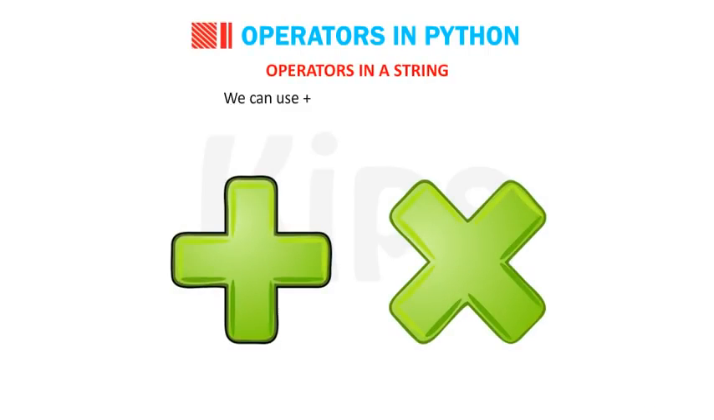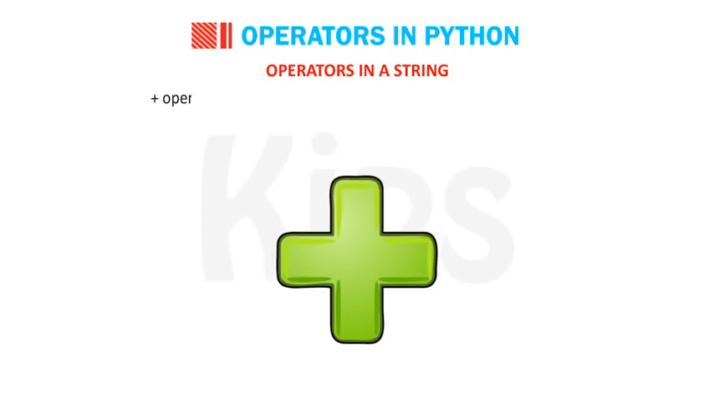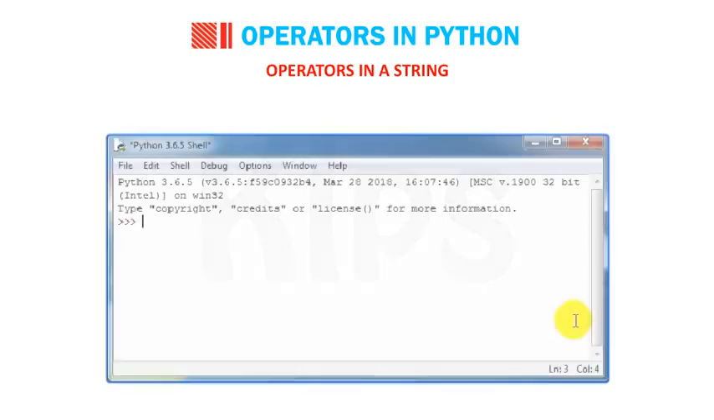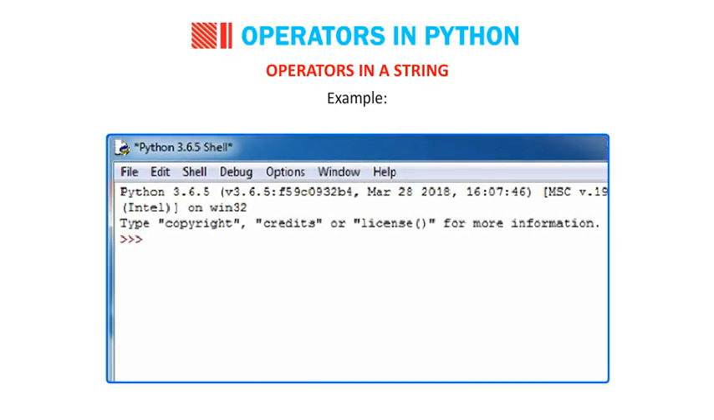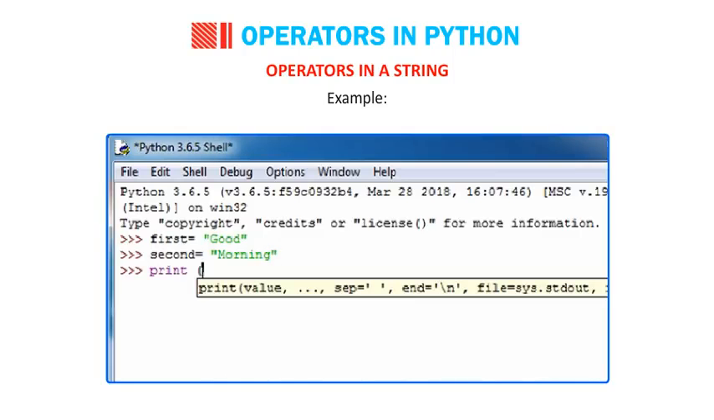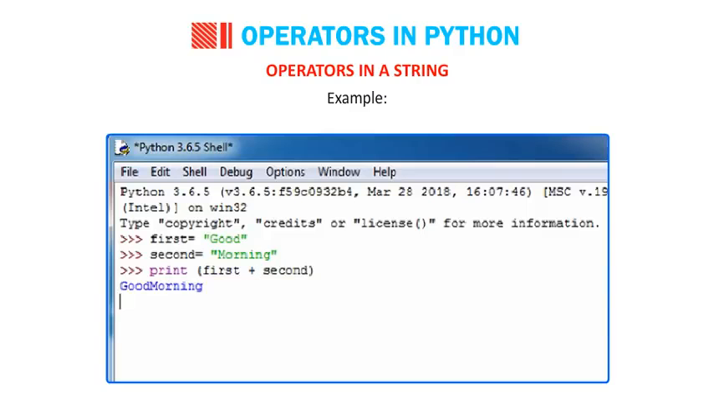Operators in a string. We can use plus and multiplication operators in a string. Plus operator is termed as concatenation when used with strings. In such case, it is used to concatenate or join two or more strings. Example. first = "good". second = "morning". print(first + second). Good morning.